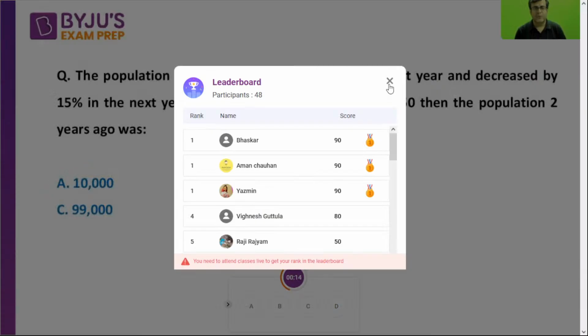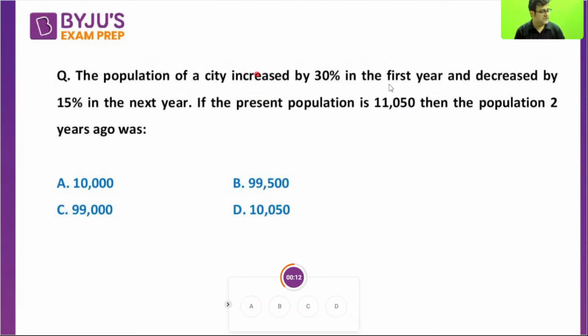A option, absolutely right. Population of a city increased by 30% in first year, decreased by 15% in next year. Present population is 11,050. Find population after 2 years.